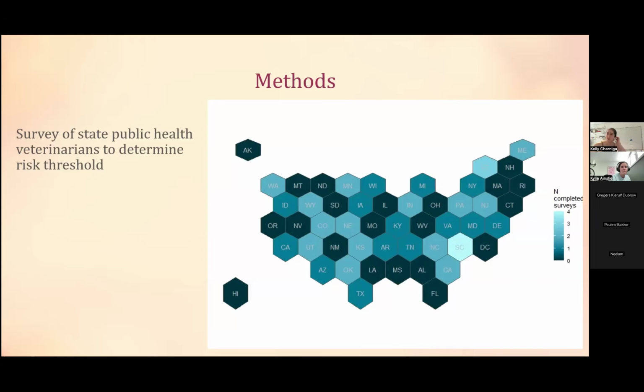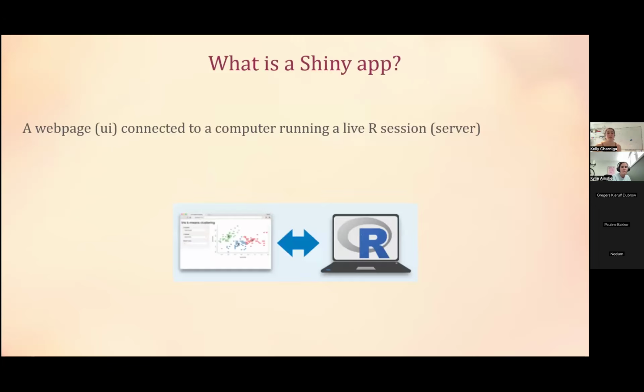So another part of the methods, something we did was a survey of state public health veterinarians to determine a risk threshold. We gave them a bunch of different scenarios. We said, given this information, would you recommend rabies PEP based on your expert opinion? And that helped us get a threshold to compare to.